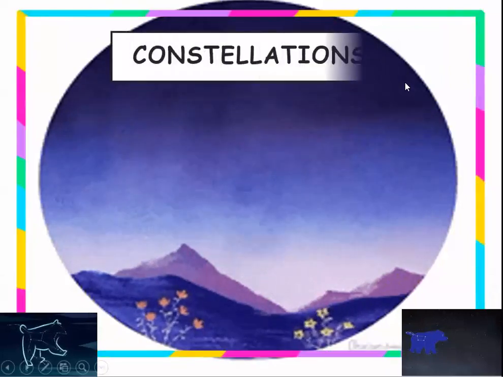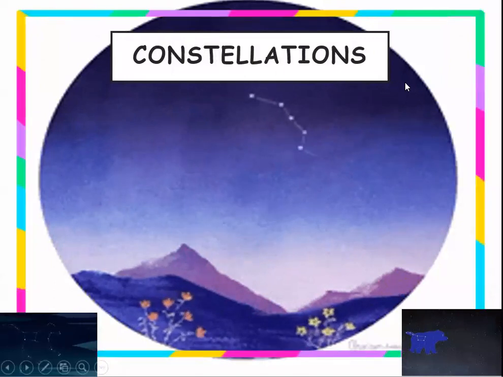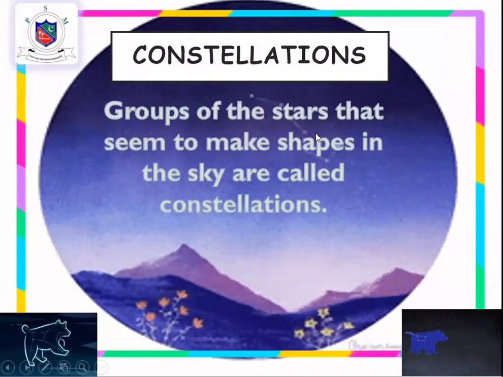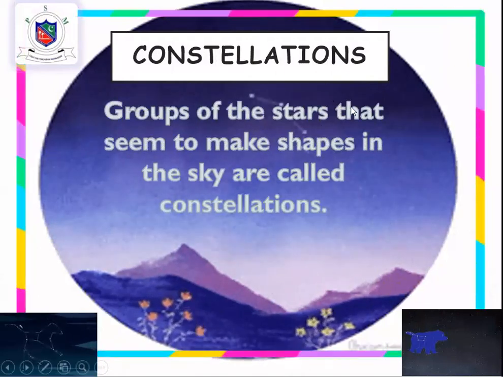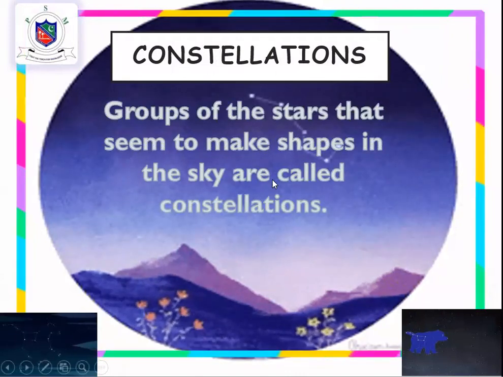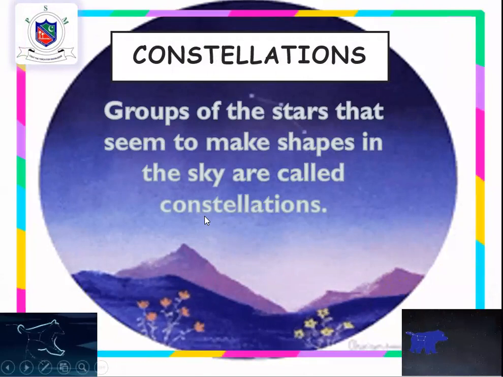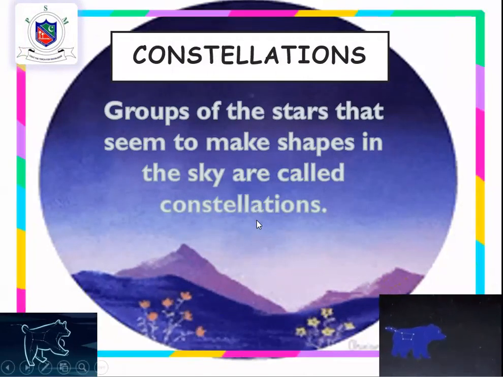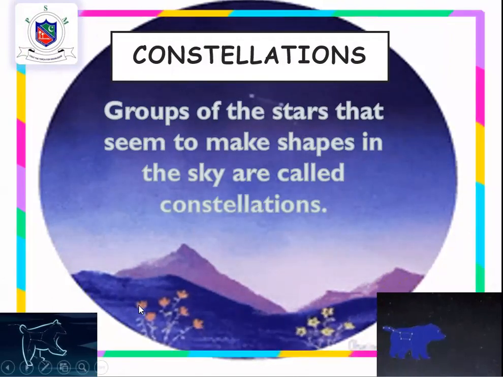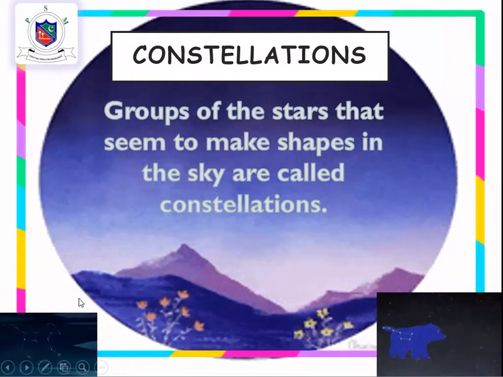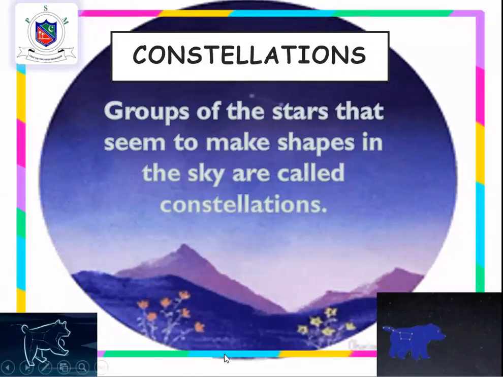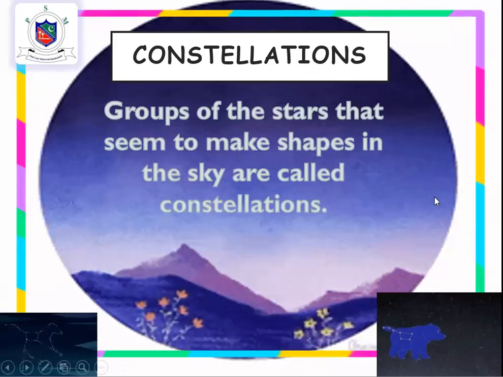Constellations. On a clear night, you see thousands of stars in the sky. If you look carefully, you will see that groups of stars seem to make shapes. These shapes are called constellations. Constellations have fixed positions in the sky. In olden days, they helped travelers to find their way. If you know the shape of a constellation and its position in the sky, you can find it easily.